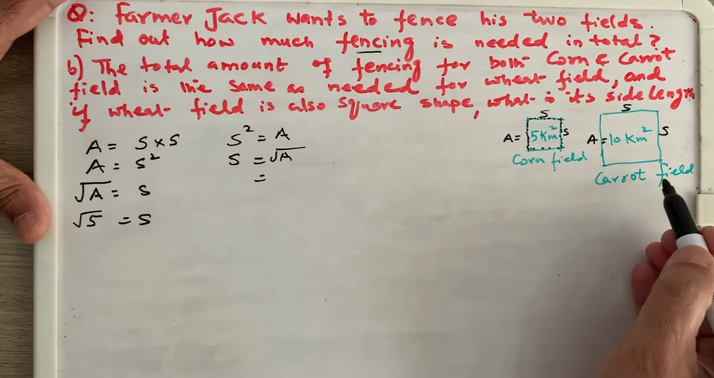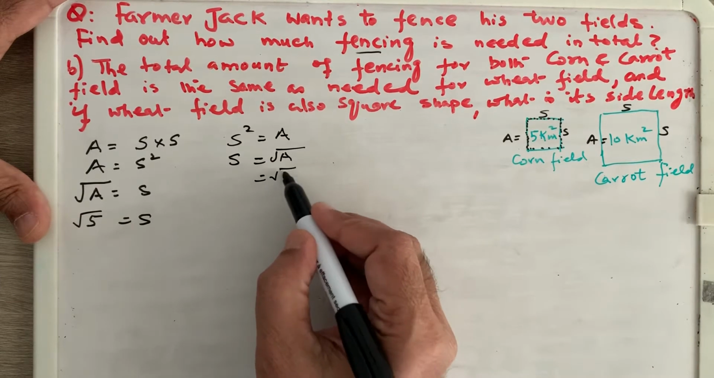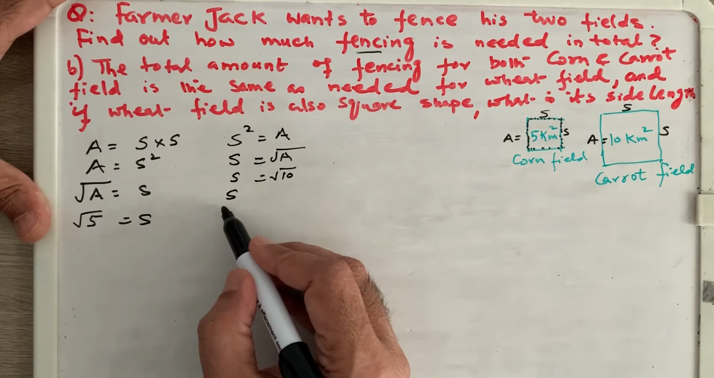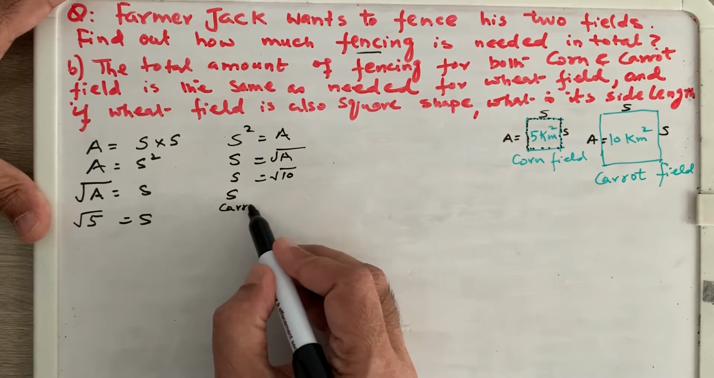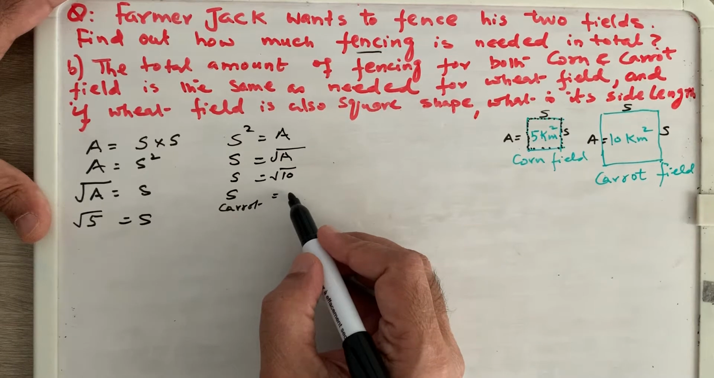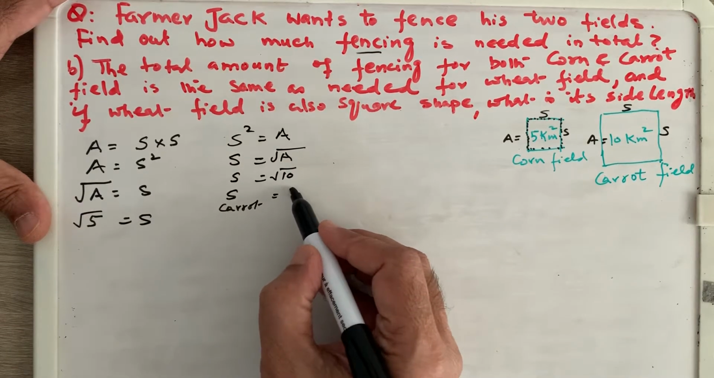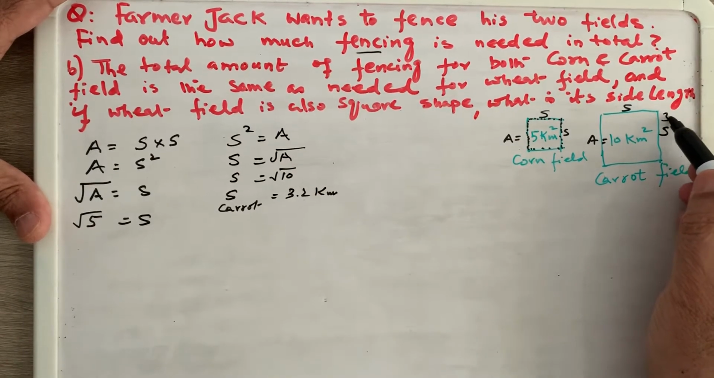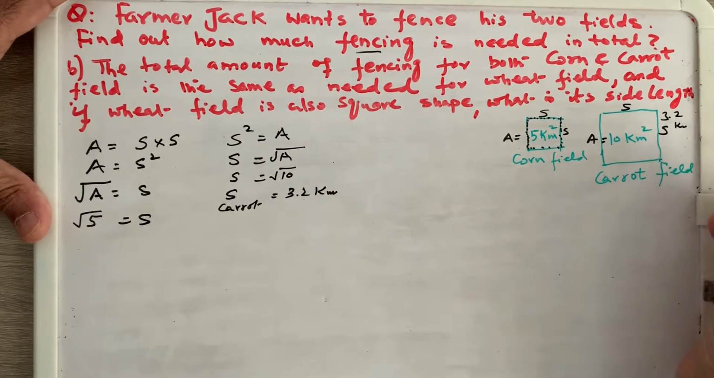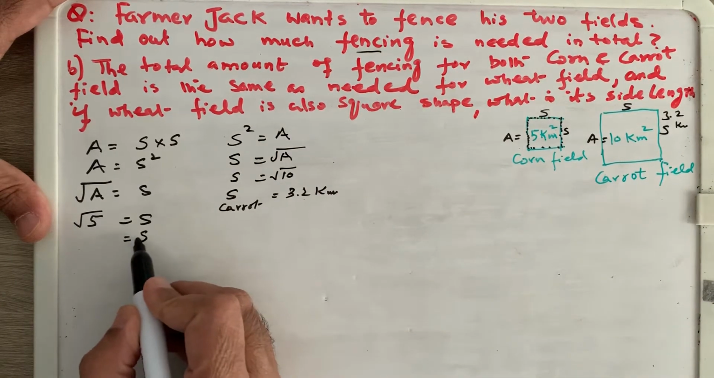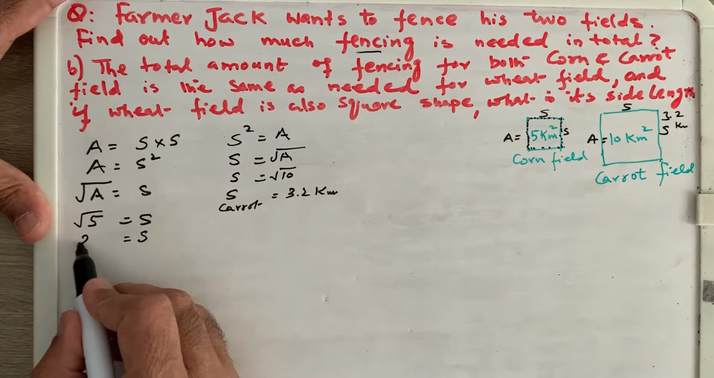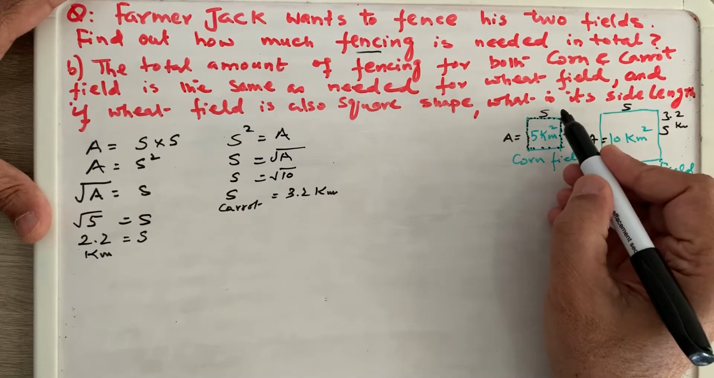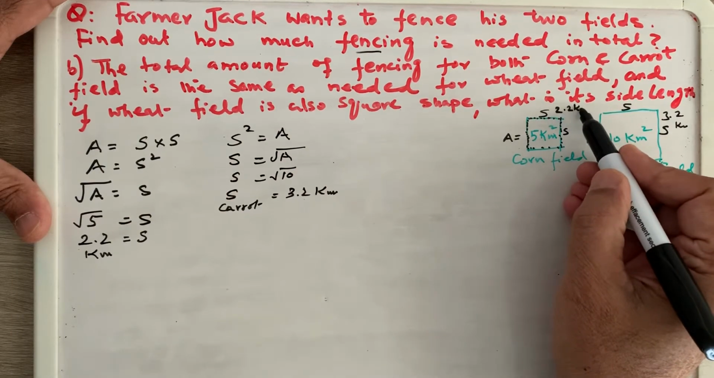And what is the carrot field area? 10 kilometers. So we have to take root of 10. So this is the side of the carrot field. Square root of 10 is 3.2 kilometers. So that means this side is 3.2 kilometers. Each side is 3.2 kilometers. And the square root of 5 is approximately 2.2 kilometers. So this side is also, now we know, 2.2 kilometers.